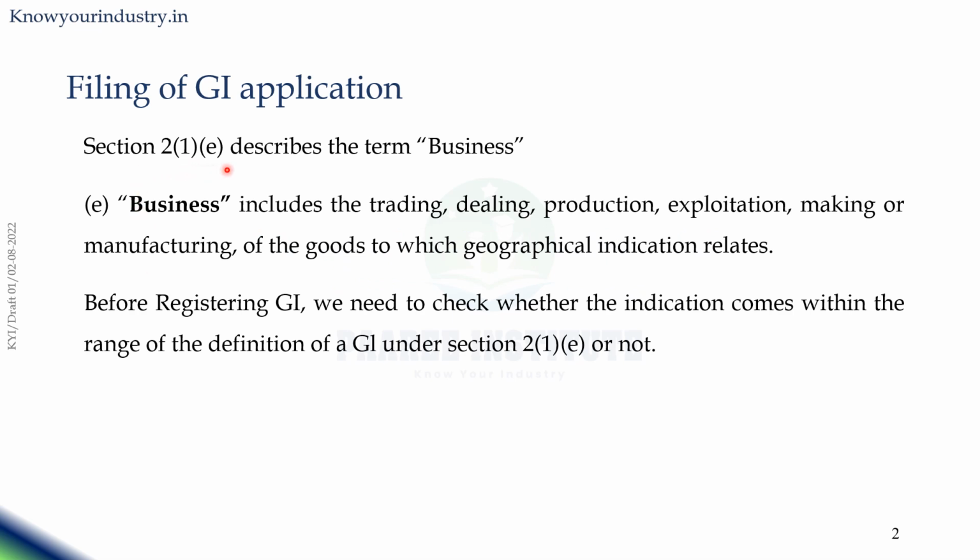Section 21E of the Geographical Indication Act describes the term business. Business includes the trading, dealing, production, exploitation, making or manufacturing of the goods to which the geographical indication relates. Before registering a GI, we need to check whether the indication comes within the range of the definition of a GI under section 21E of the Geographical Indication Act or not.